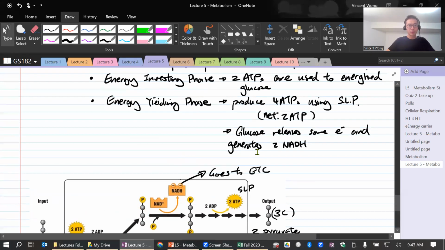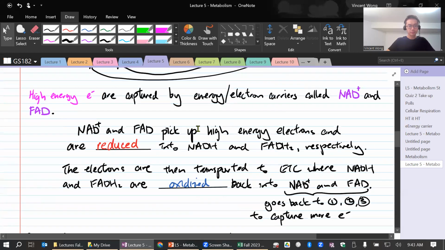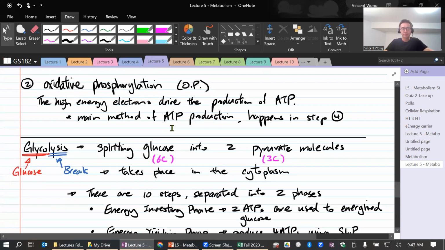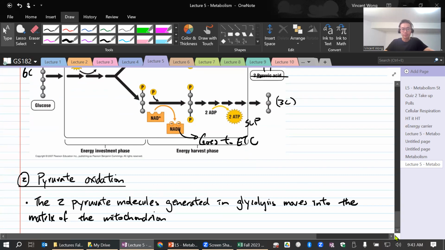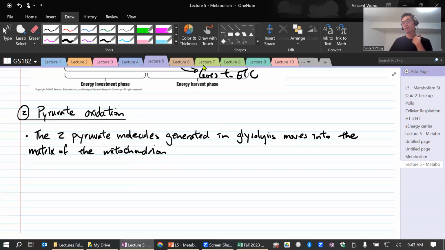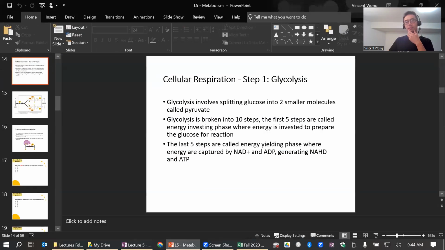Let me just go back here briefly to show you. Okay. Step 1 happens in cytoplasm, 2 and 3 matrix, and step 4 is cristae. So over here, the 2 pyruvate molecules generated in glycolysis move into the matrix of the mitochondria.